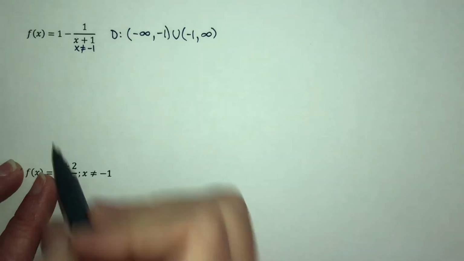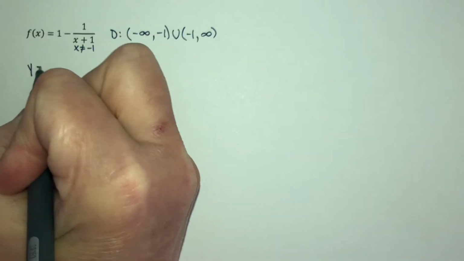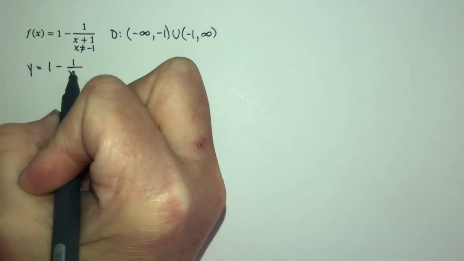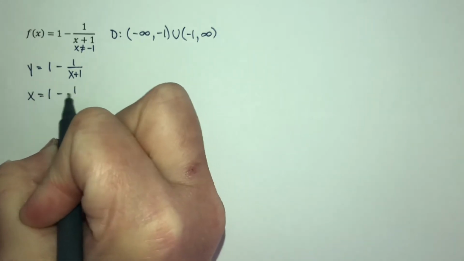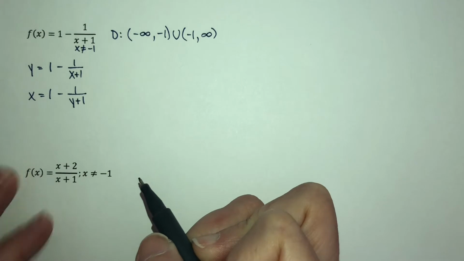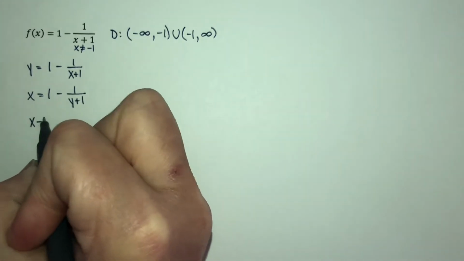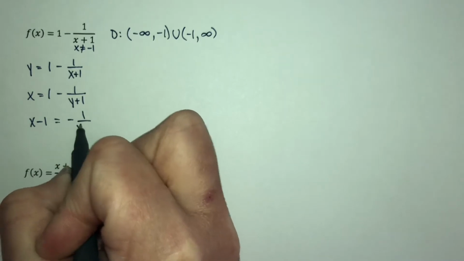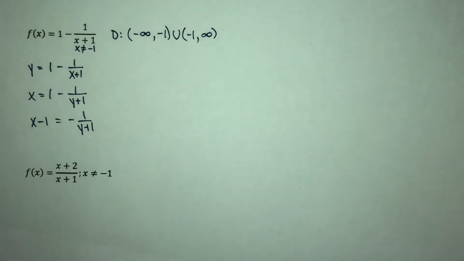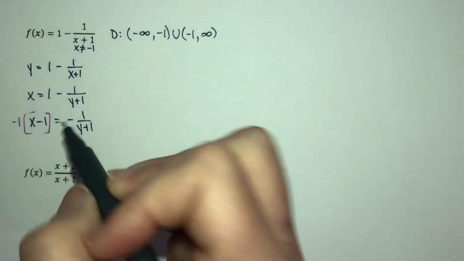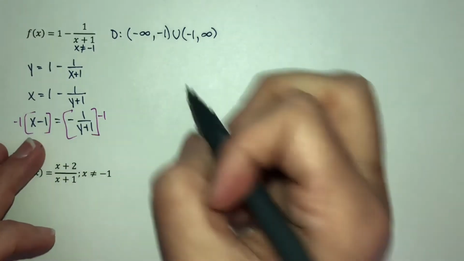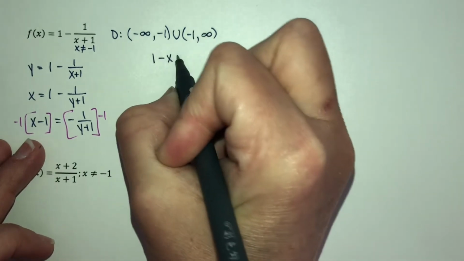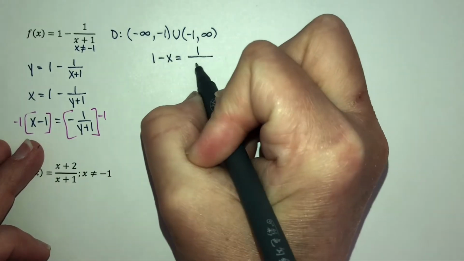Now let's find the inverse. So instead of f of x, I write y. Now you switch your x and y. I'm going to subtract 1 from each side. Now I'm going to multiply both sides by a -1 here because I'd really like to get rid of this negative right here. And that switches the order of the subtraction here. So this becomes 1 minus x is equal to +1 over y plus 1.